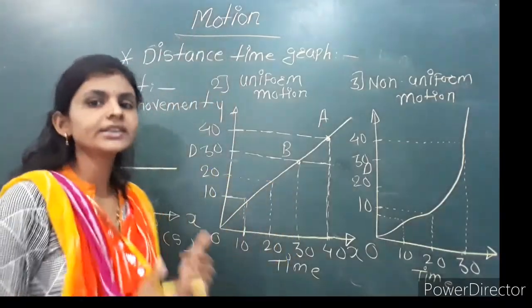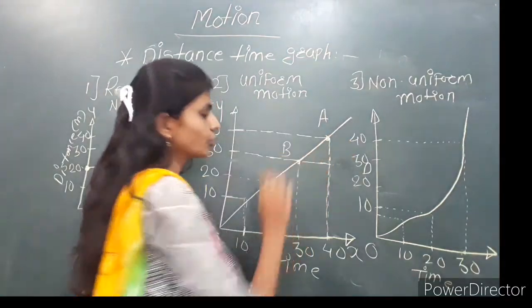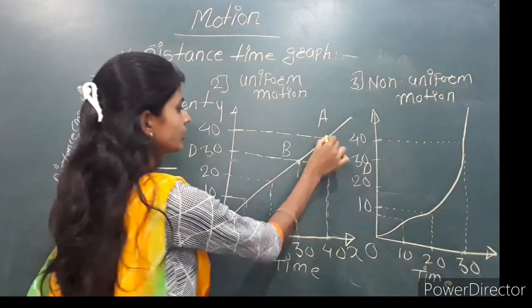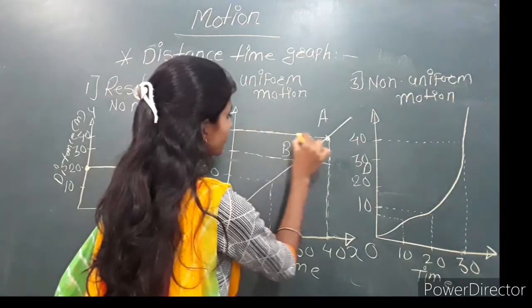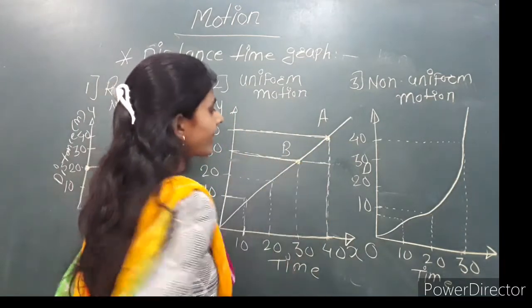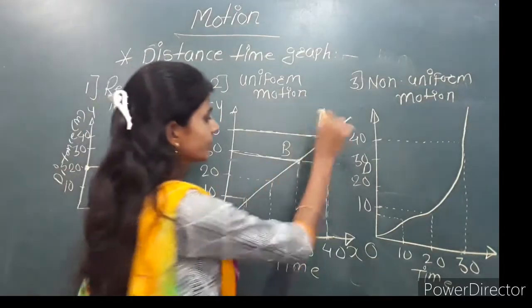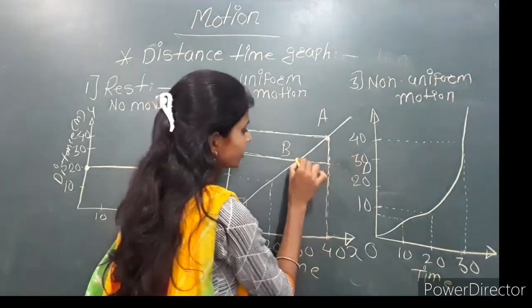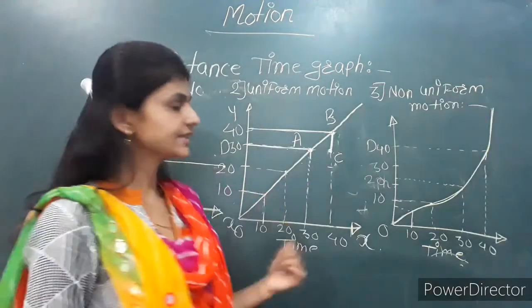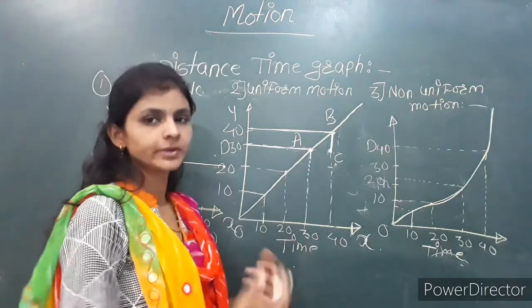So to calculate the speed we have to consider a small part AB. Okay, so from point A we have to draw a parallel line with the x-axis, and from point B also we have to draw a parallel line towards the x-axis. So by using this distance time graph we can calculate the speed. So how to calculate the speed by using this?